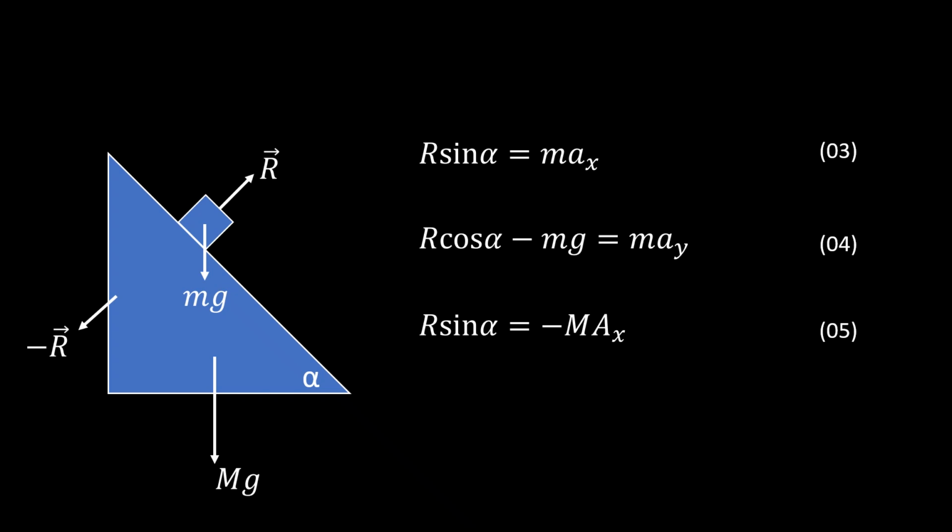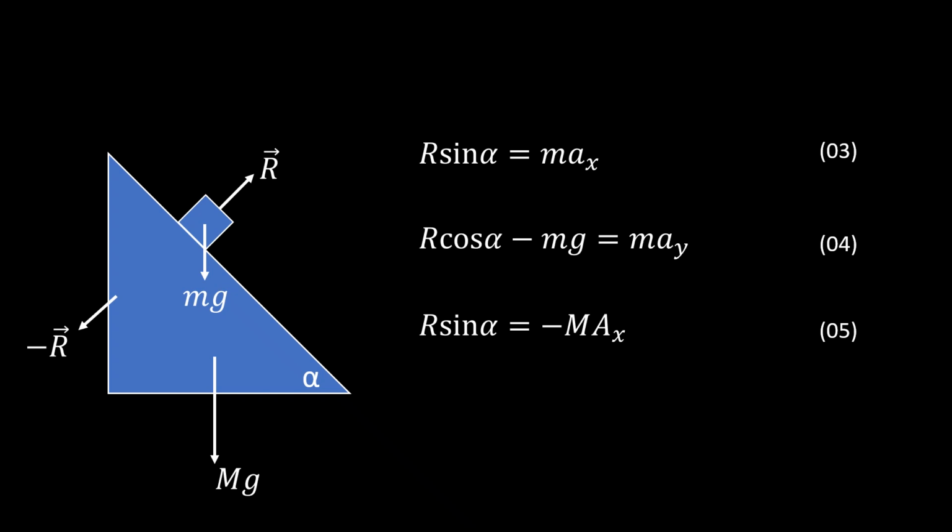Let us resolve these forces into horizontal and vertical components in the inertial frame. Along the horizontal direction, the projection of the normal force gives rise to an acceleration a sub x of the block. Applying Newton's second law results in equation 3, which relates a sub x and the reaction force r. Along the vertical direction, the vertical projection of the normal force balances the weight only partially, producing a vertical acceleration a sub y shown in equation 4.